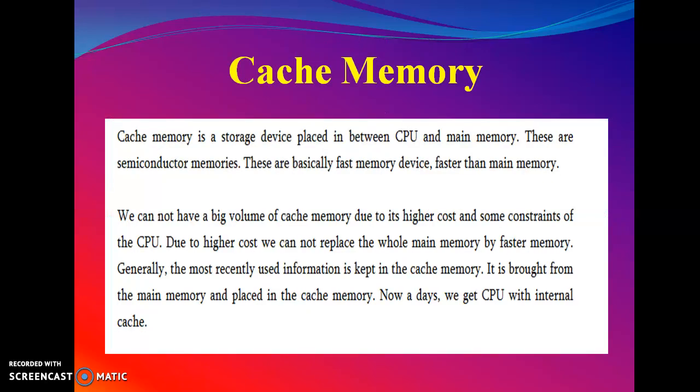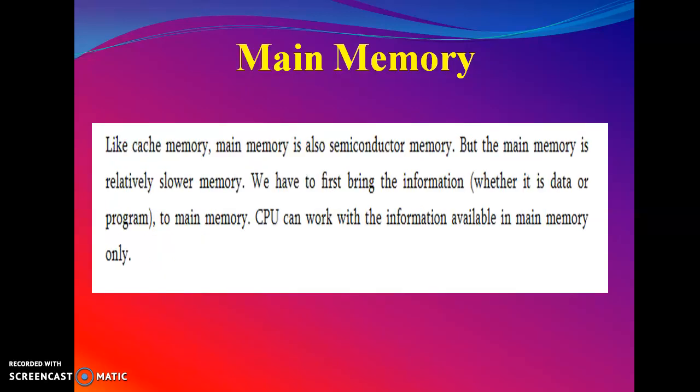Next, cache memory. Cache memory is a storage device placed in between CPU and main memory. These are semiconductor memories. These are basically faster memory devices, faster than main memory. Next, main memory. Like cache memory, main memory is also semiconductor, but the main memory is relatively slower. We have to first bring the information to main memory. CPU can work with the information available in the main memory only.